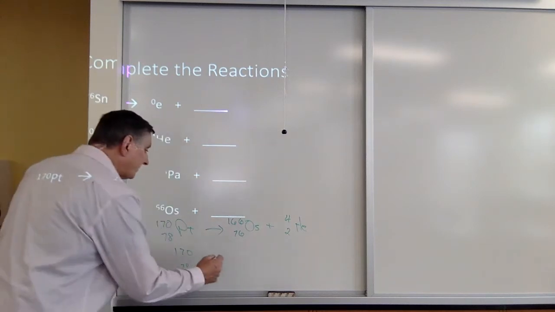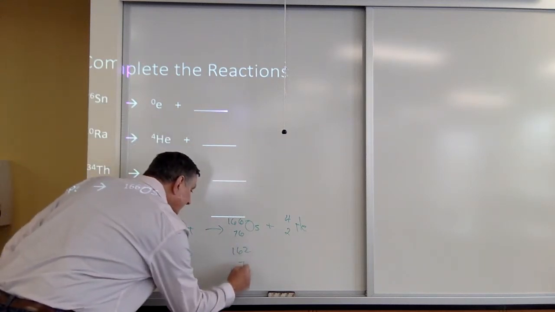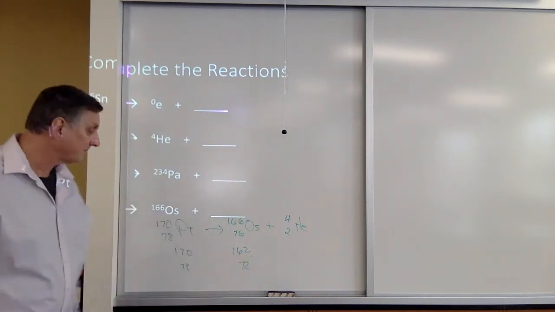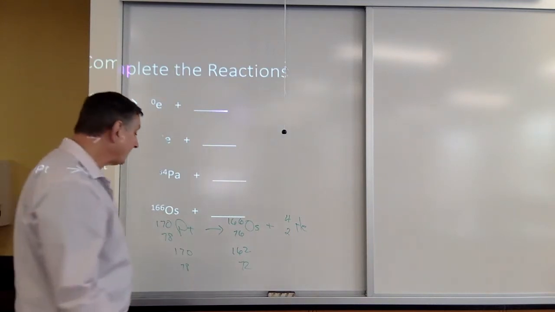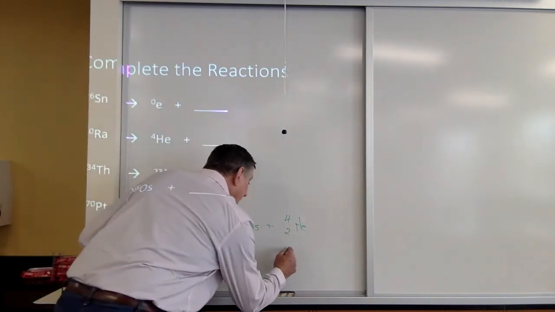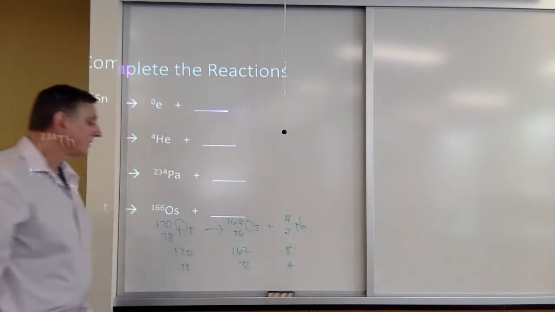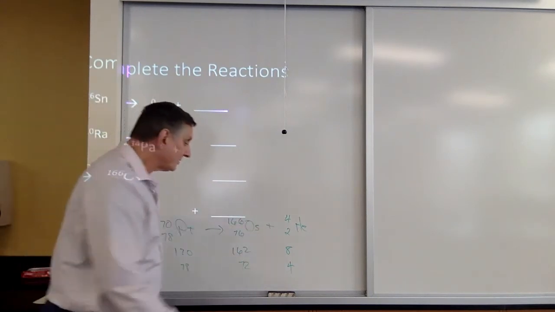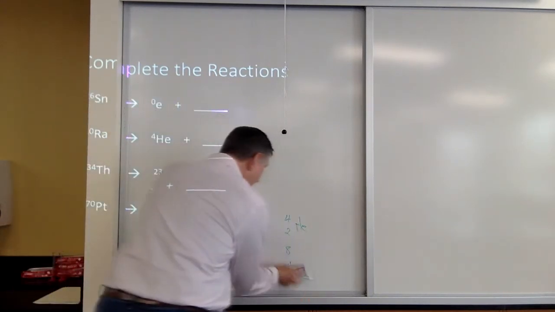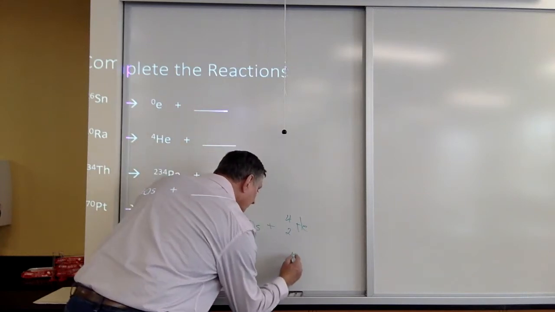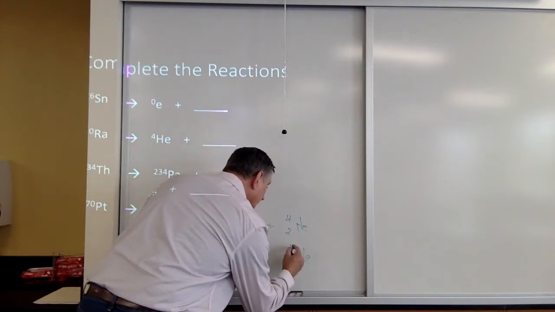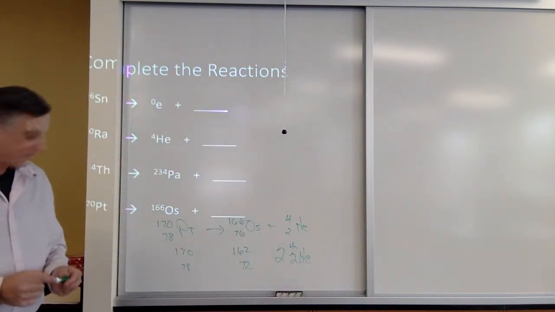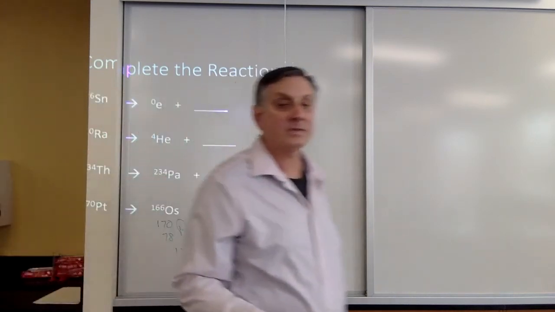So what if instead on the right, we had 162 and 72? Well, I could look up whatever that element is, 72. Yeah, and it's not coming to me right off the bat. Then the difference would be 8 and 4. Well, if I have something like 8 and 4, that's 2 alpha particles. So that would simply be something like this. Okay, so you see how easy this is? Hopefully it's easy.